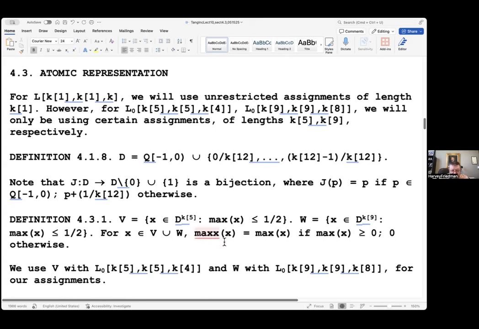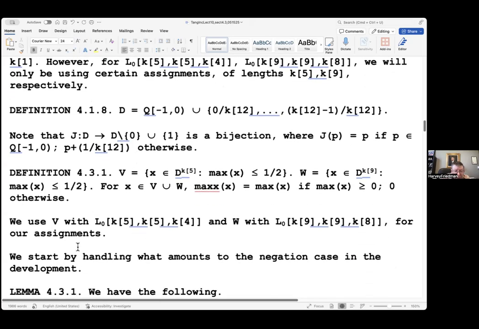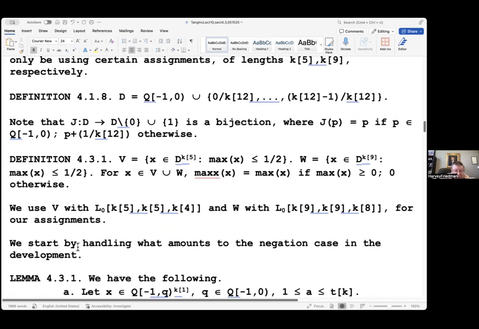And we need a double max for technical reasons. It is the same as the max, except that we max with zero. We make sure it's non-negative. Just notation for what I'm going to show you. Yeah, we use V and W for our assignments with these two languages.